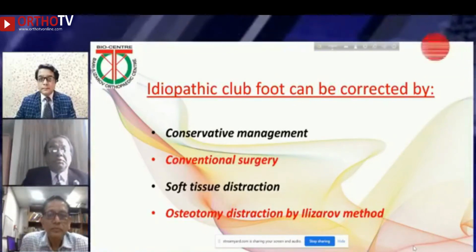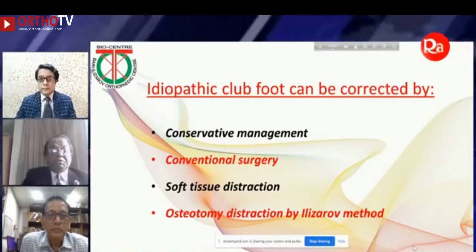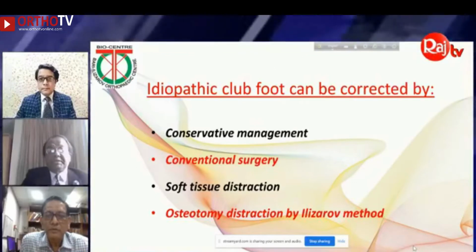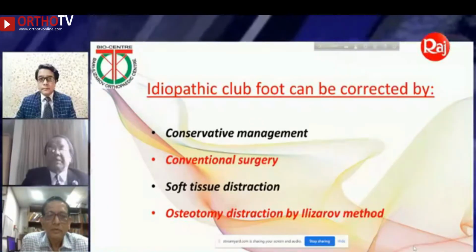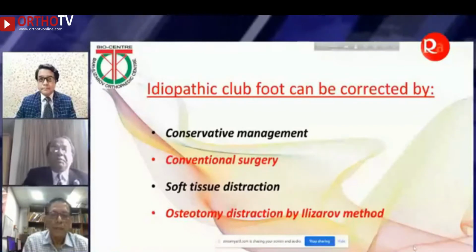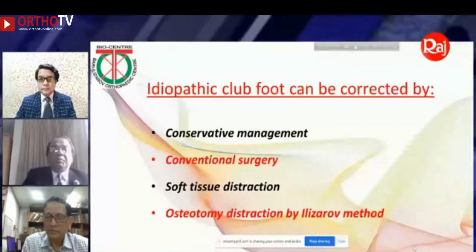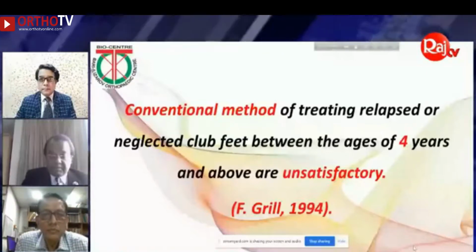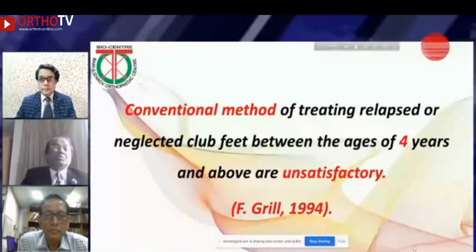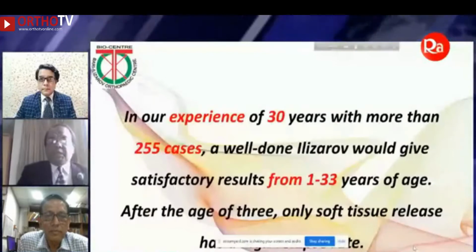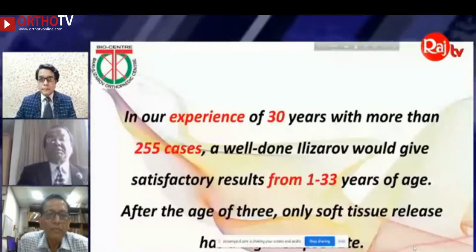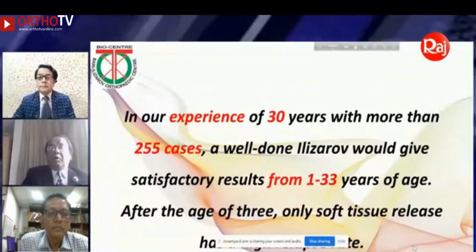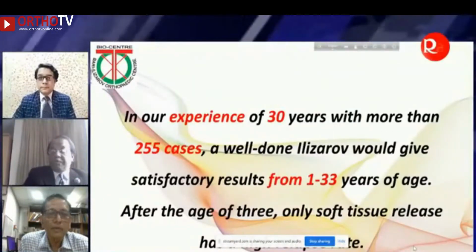You can do soft tissue distraction and at the same time doing osteotomy with the distraction by Ilizarov technique. Conventional method of treating relapsed or neglected. In our experience of 30 years with more than 255 cases, a well-done Ilizarov would give satisfactory results from 1 to 33 years of age. After the age of 3, only the soft tissue release, you can do that.